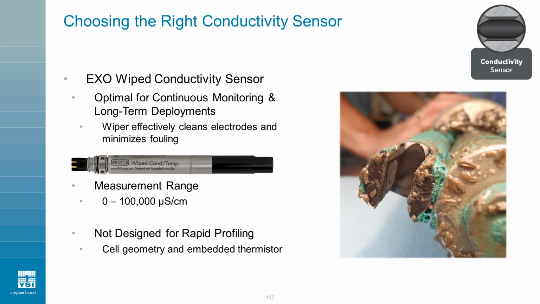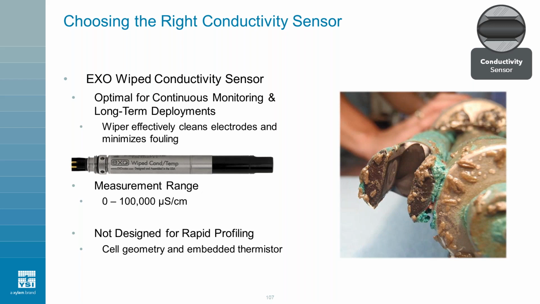And this is where the wiped conductivity sensor really shines in those higher fouling environments. Its open cell design, again, allows for the wiper to clean the electrodes directly and minimizes fouling. It does have a smaller cell constant that limits its effective measurement range to top out at 100,000 microsiemens per centimeter, which still covers most natural environments.